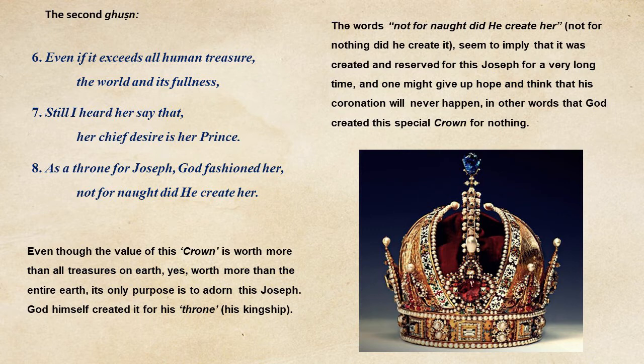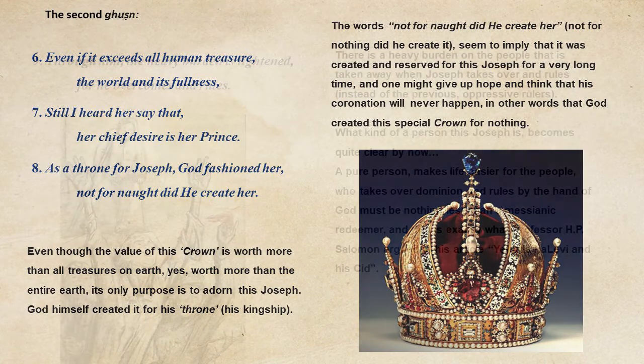That seems to imply that it was created and reserved for this Joseph for a very long time, and that one might give up hope already. It's taking so long, and one might think that his coronation will probably never happen. In other words, that God created this special crown for nothing. But therefore, Yehuda HaLevi says, not for nothing did he create her. Finally, this beautification that is stored in the treasures of heaven, or in God's mind, perhaps, will finally be given to the one who is worthy of it, this Joseph person.